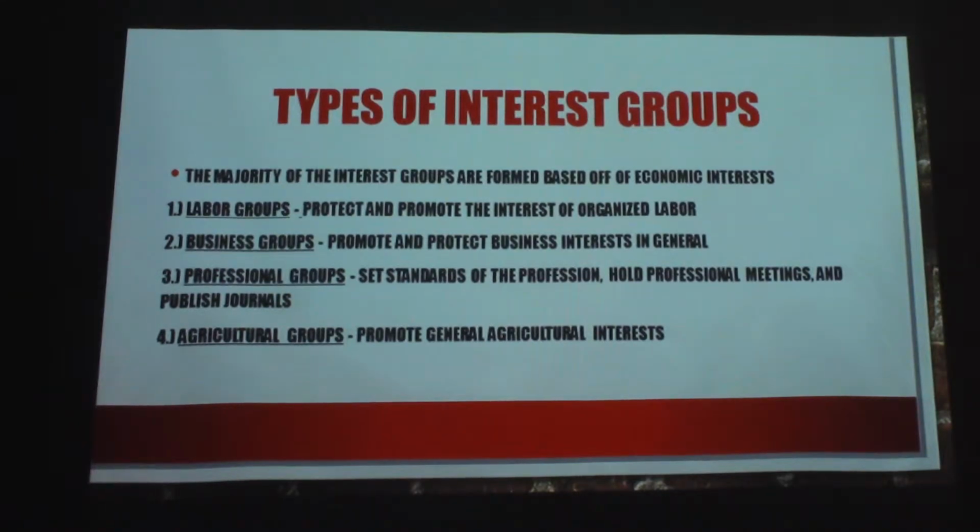Alright, types of interest groups. The majority of interest groups are formed based off economic interests. One being labor groups, which protect and promote the interest of organized labor. Examples of these groups include the AFL, the CIO, and the Teamsters Union. There's business groups which promote and protect business interests in general. There's professional groups which set standards of the profession, hold professional meetings, and publish journals. And there's agricultural groups which promote general agricultural interests. And Teamsters is a labor union which was formed in 1903. The Teamsters Union is one of the largest in the world.